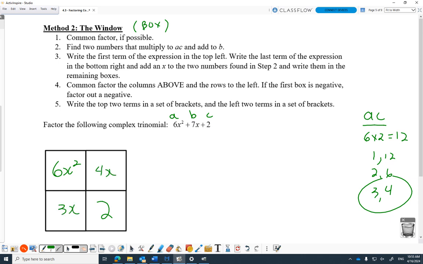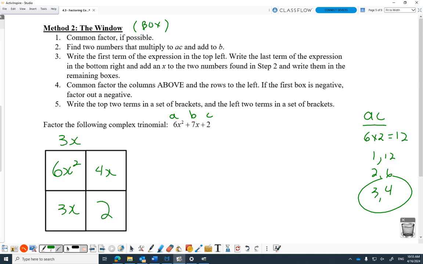Now really look at that, because hopefully you visual people will look at that and go, you know what, I really like how that looks. That's 6x squared plus 7x plus 2, just written in a different way. Then you common factor the column. You look down here and go, 6x squared and 3x, what's common to both? What number divides into both 3 and 6? 3, and then an x.